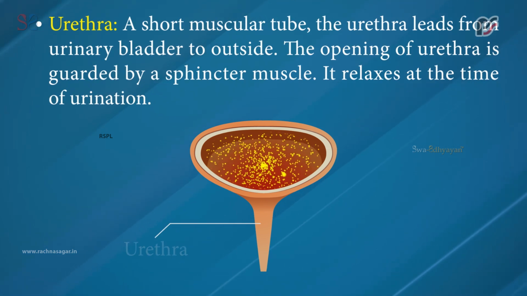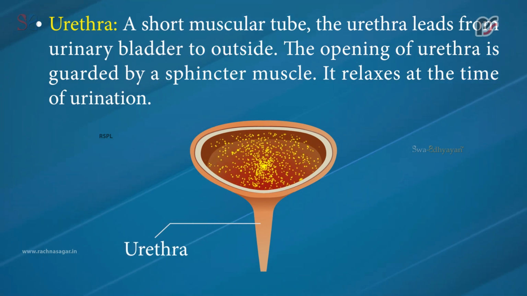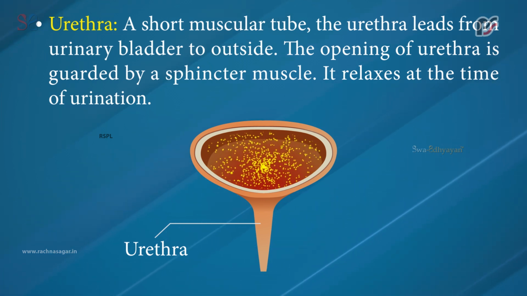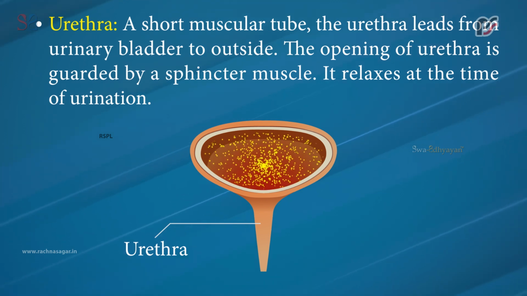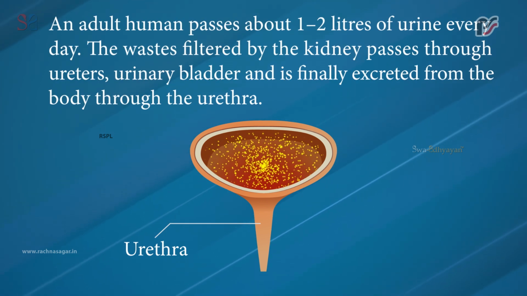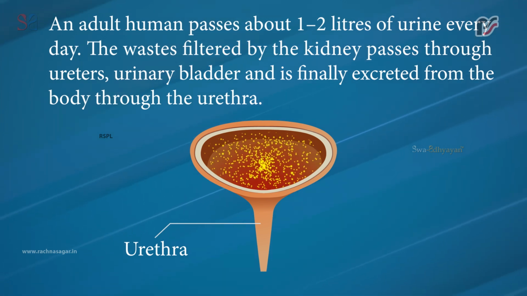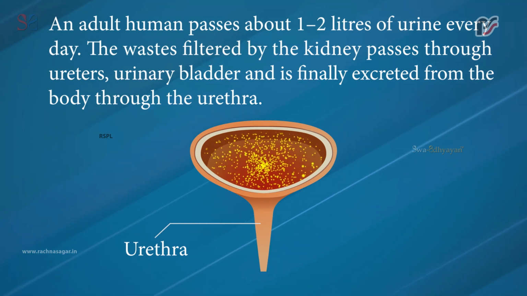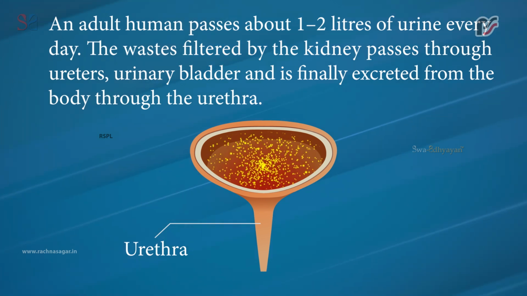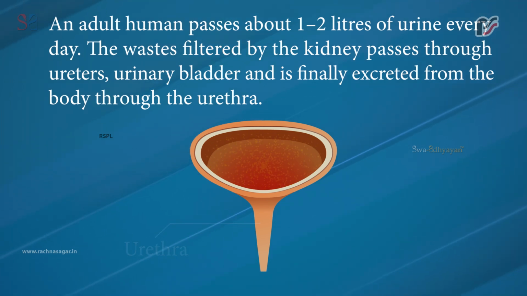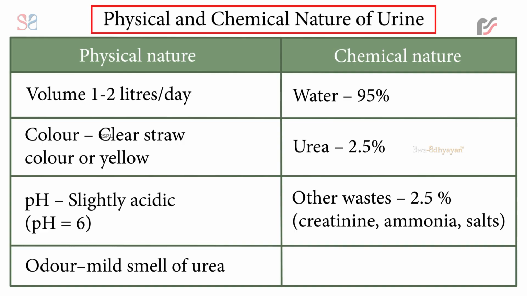Urethra. A short muscular tube, the urethra, leads from the urinary bladder to outside. The opening of the urethra is guarded by a sphincter muscle. It relaxes at the time of urination. An adult human passes about 1 to 2 liters of urine every day. The waste filtered by the kidney passes through ureters, urinary bladder, and is finally excreted from the body through the urethra.